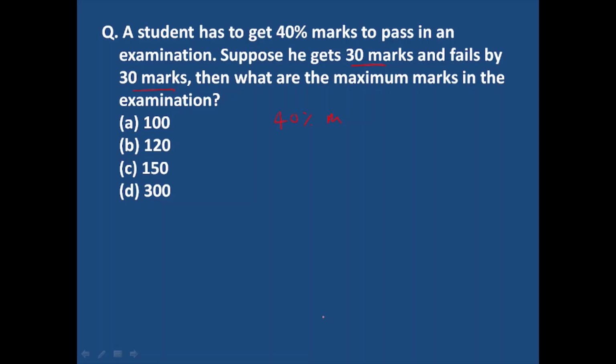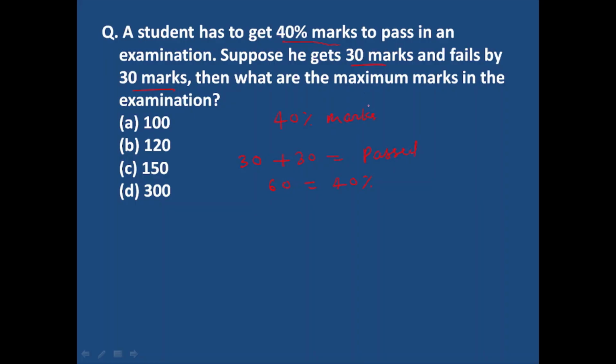A student got 40% of marks. Suppose he got 30 marks and failed by 30 marks. So to pass in the examination, he has to get 30 more marks, and now he is passed. So the total number of passing marks is 60, and a student has to get 40% marks to pass. Then these 60 marks will be equivalent to 40%.